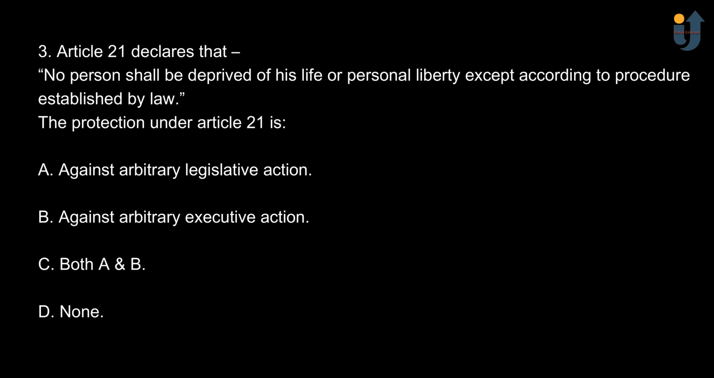Next, Article 21 declares that no person shall be deprived of his life or personal liberty except according to procedure established by law. The protection under Article 21 is option A, against arbitrary legislative action. Option B, against arbitrary executive action. Option C, both option A and option B. And option D is none. The correct option is option C, both option A and option B.